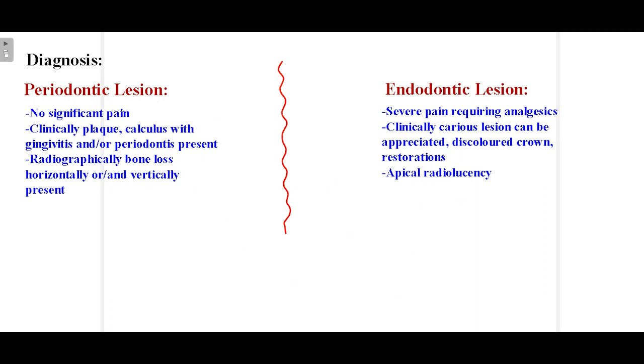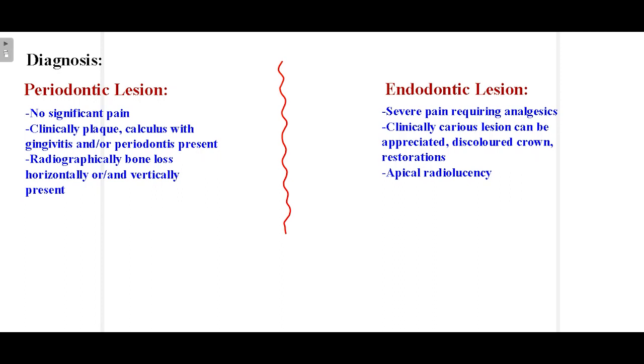Now, these are a few key points for how you can diagnose whether a lesion is periodontic or endodontic. For example, if a patient comes to you with no significant pain at all, but clinically you can see plaque and calculus present on generalized teeth or on a few segments of teeth, and you may also suspect gingivitis and periodontitis, but you cannot tell that 100% correctly without a radiograph. So taking a radiograph is very important. On the radiograph, if you see bone loss either horizontally or vertically, then you can definitely say that the patient is suffering from periodontitis. Okay.